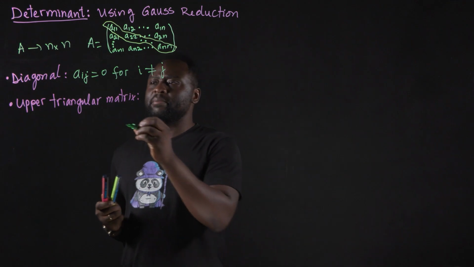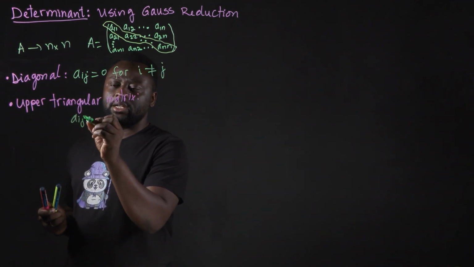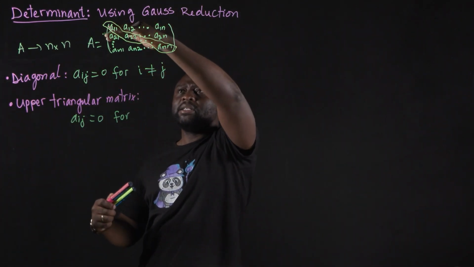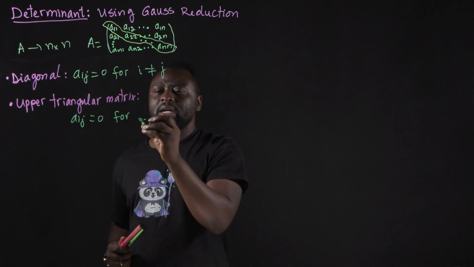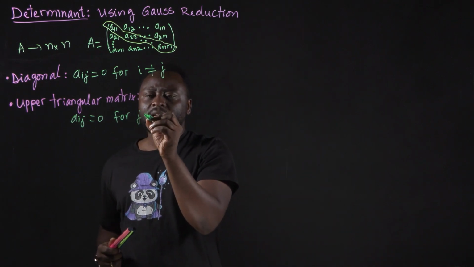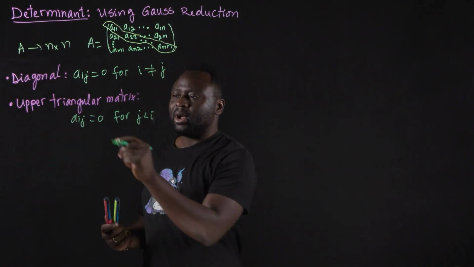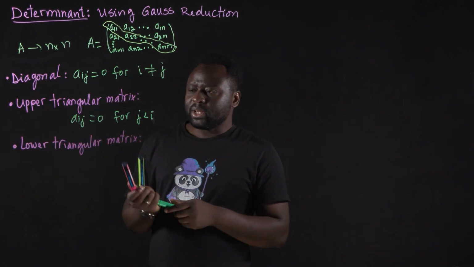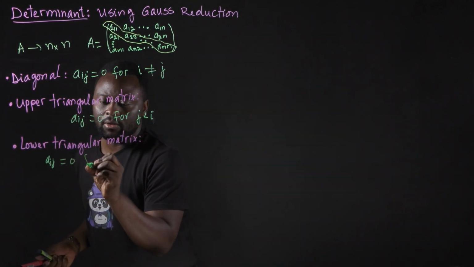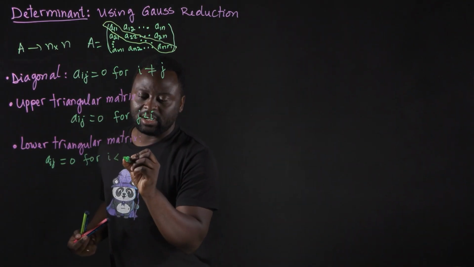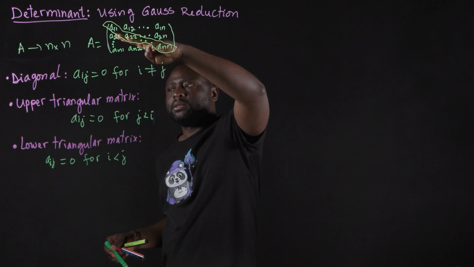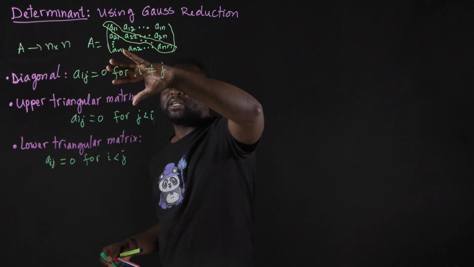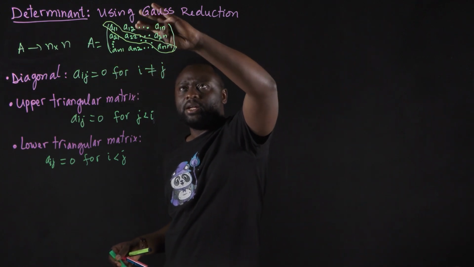So for the upper triangular matrix, a_ij is equal to 0 for all elements under the diagonal. In this case, j is less than i, so all entries are 0 for j less than i. For the lower triangular matrix, a_ij are also 0, but in this case it's for i less than j. So for the upper triangular matrix, all elements we have here are 0, and for the lower triangular matrix, all elements we have here are 0.